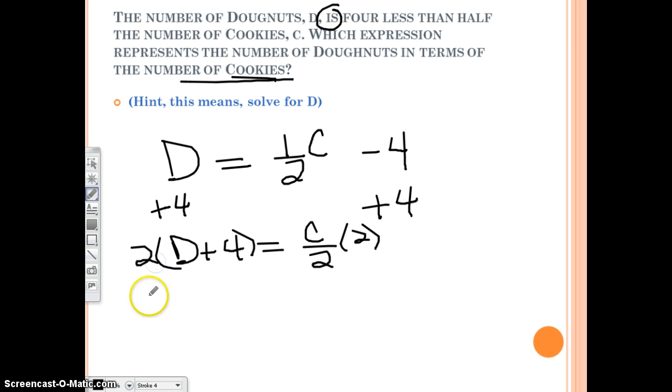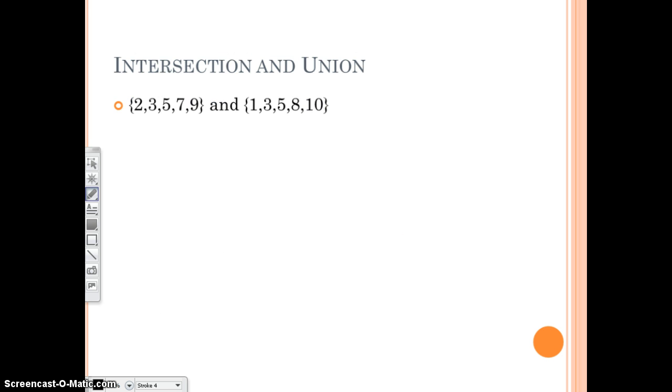When we do, we get 2 times D plus 2 times 4, which is 8, is equal to, the 2's divide out, and we get C. C is equal to 2D plus 8.